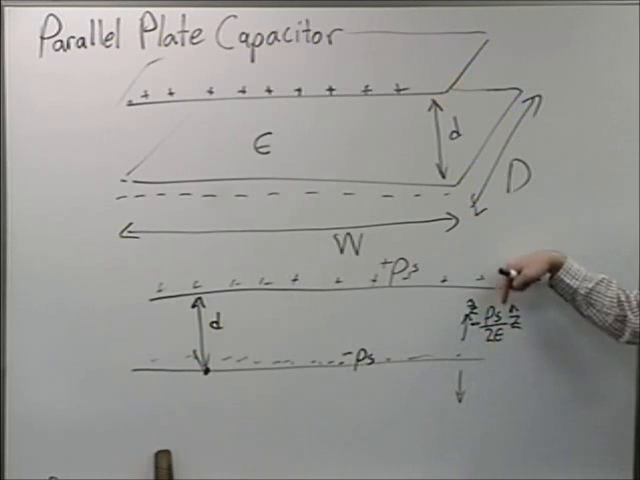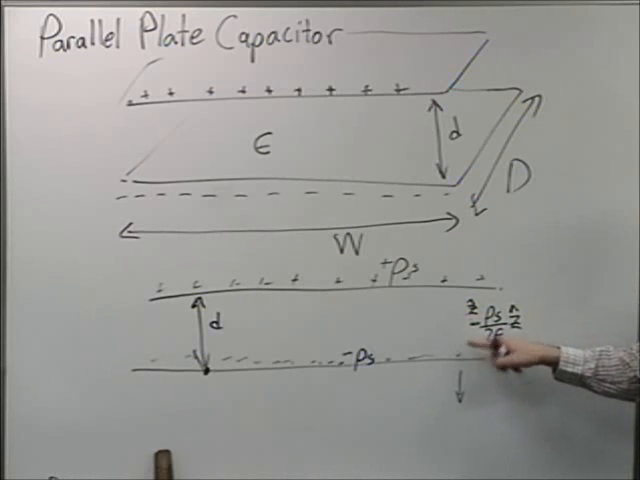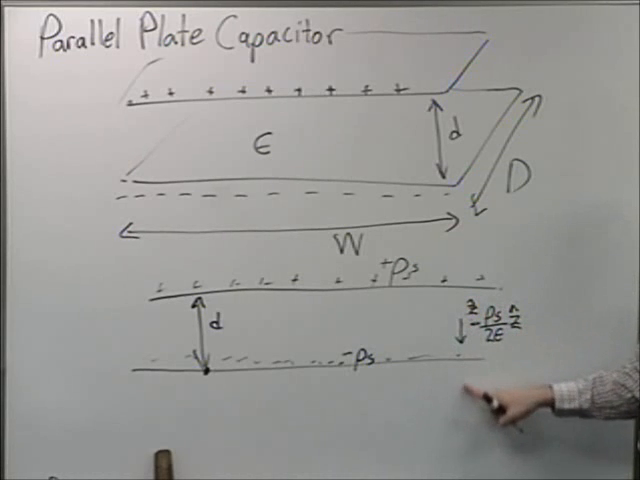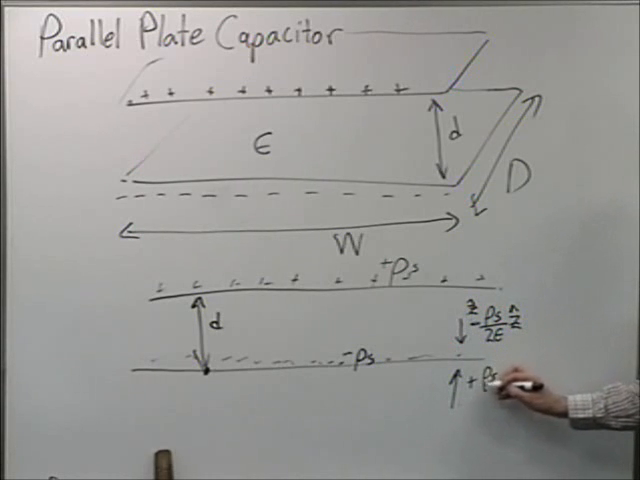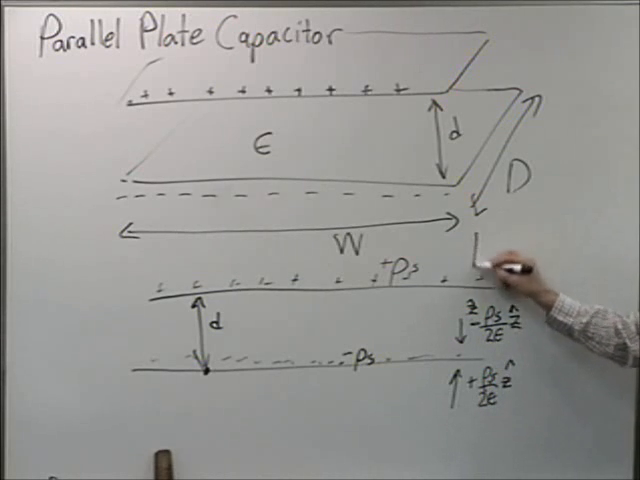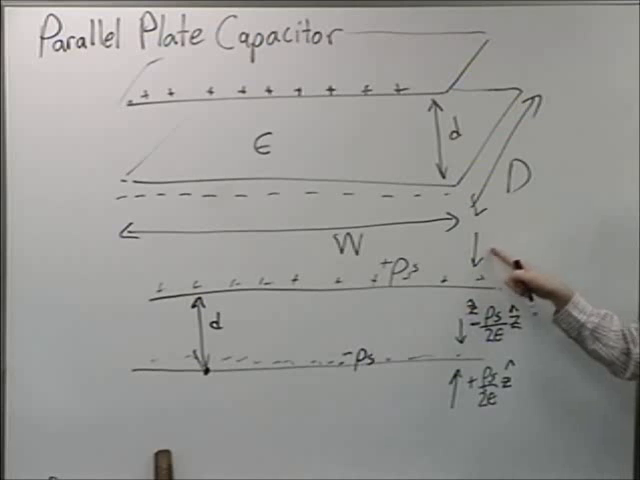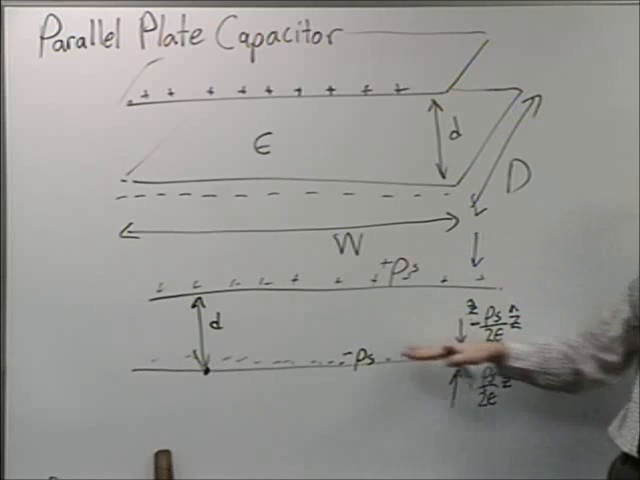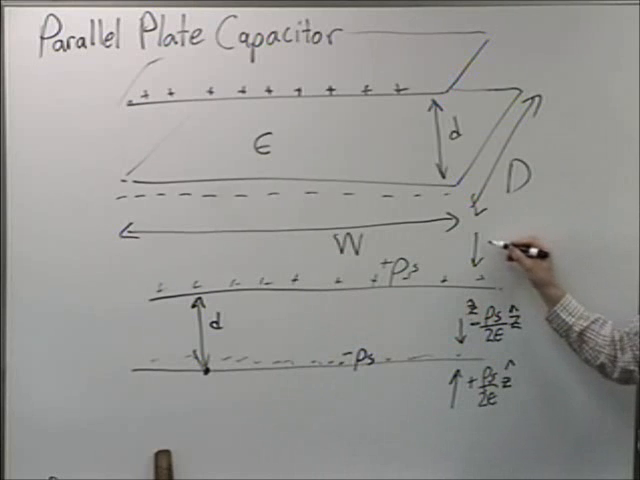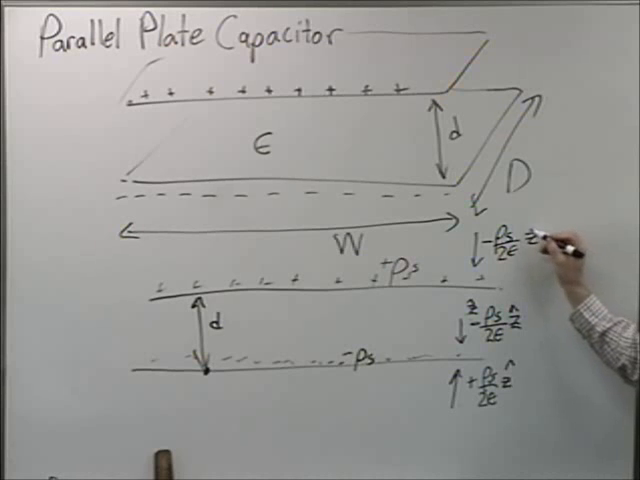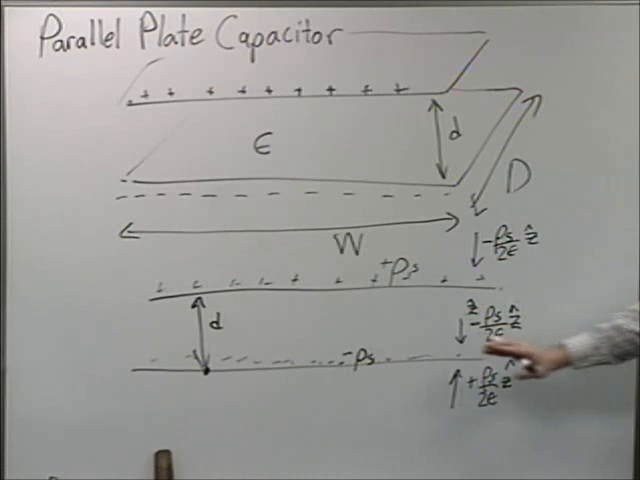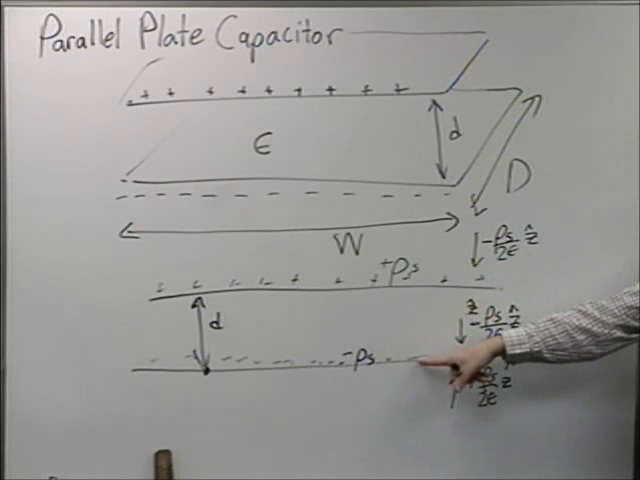So this one points in the minus z direction because it's a negative charge, and that means that on the other side of the plate you'd have plus rho sub s over 2 epsilon z hat. Up here, likewise, if I was above this plate, the same contribution to E field due to this negative rho sub s charge would still be present. It would be minus rho sub s over 2 epsilon z hat. These are fields solely due to the presence of the bottom plate.